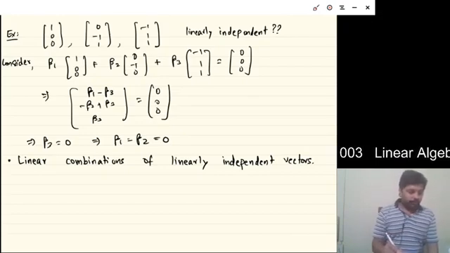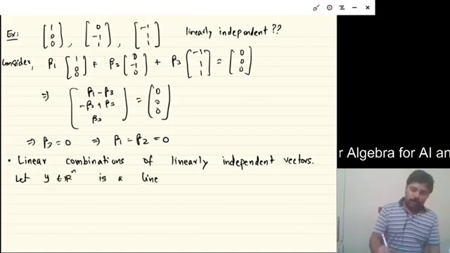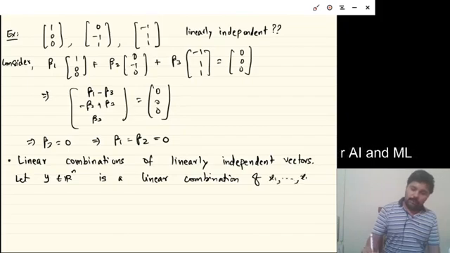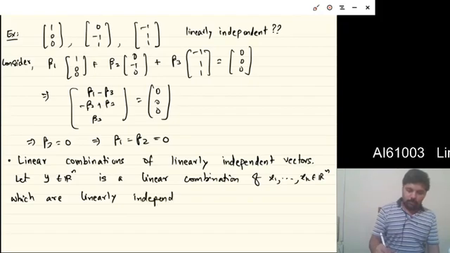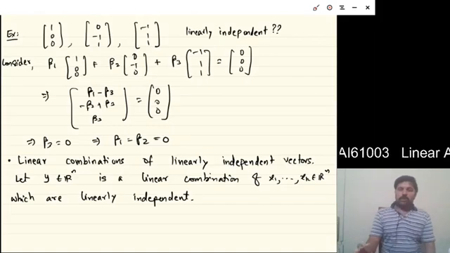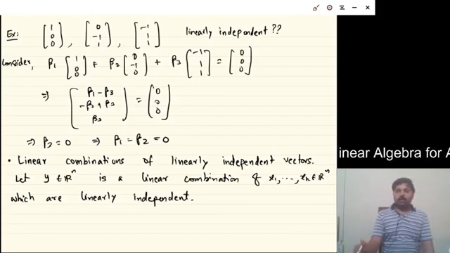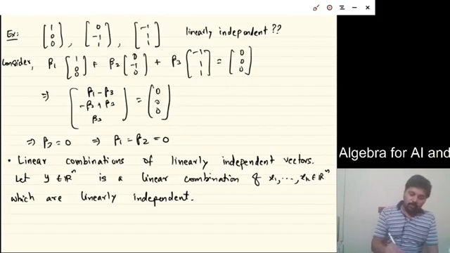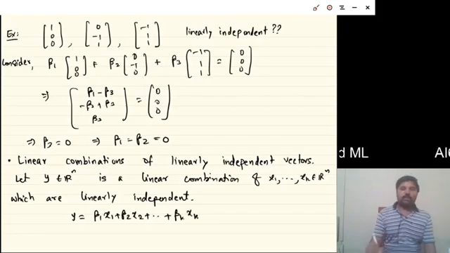Let y in Rn be a linear combination of x1 up to xk in Rn, which are linearly independent. So x1, x2, up to xk is a collection of linearly independent vectors, and we are saying that y in Rn is a linear combination of these x1, x2 up to xk. That means that y is equal to some beta 1 x1 plus beta 2 x2 plus up to beta k xk. That's what I know about this vector y.